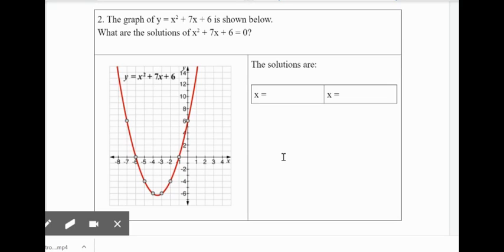I think you guys can do this on your own. We're looking for the solutions. Now remember, the solutions are where the parabola hits the x-axis. So take a look at what x is over here and take a look at what x is over there. And that's what you're putting in right in there.